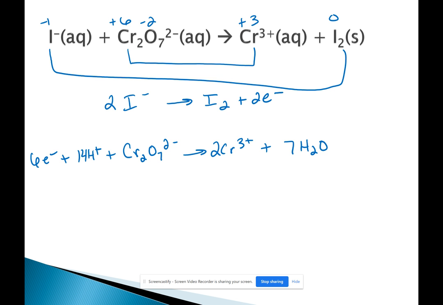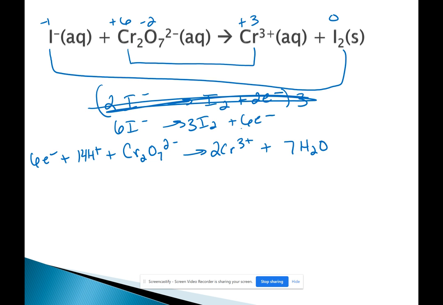Now I just have to add these 2 reactions together. Of course, to do that, I'm going to have to multiply this one by 3 so that I have 6 electrons on either side. So 2 iodide going to I2 plus 2 electrons, multiply the entire thing by 3: 6 iodide going to 3 I2 plus 6 electrons. So the electrons cancel. Just go ahead and write what's left.